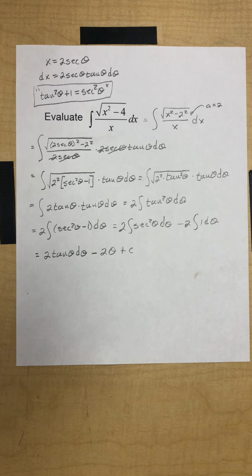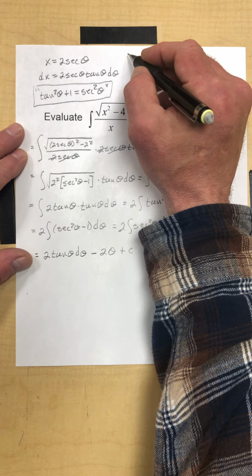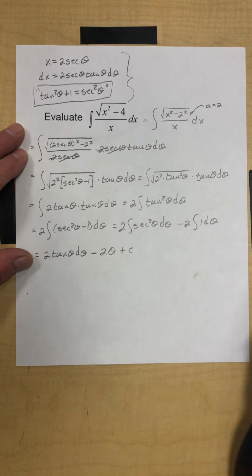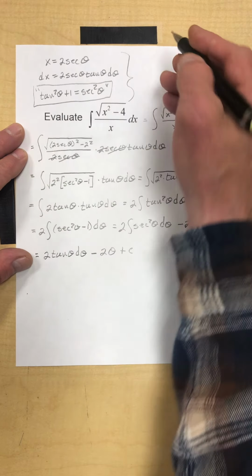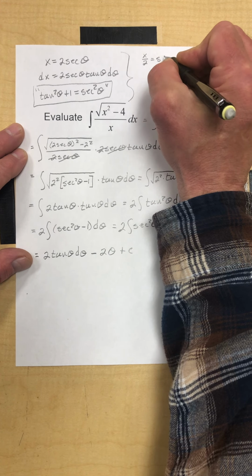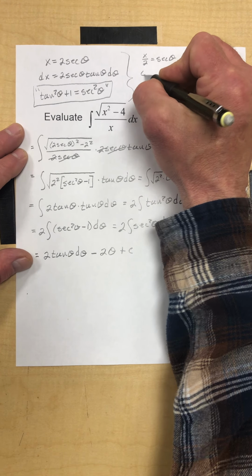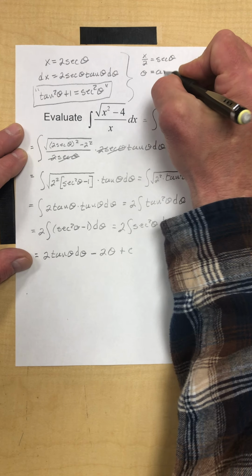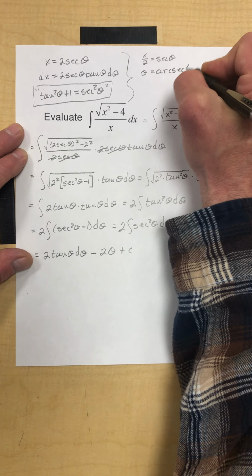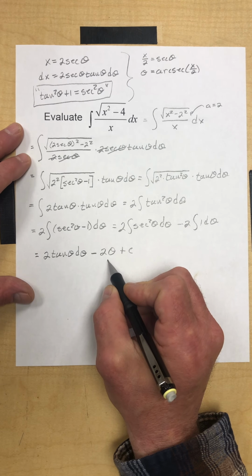So we have everything integrated, so now it's just a matter of getting rid of the thetas and getting it in terms of x. That usually helps us up here. If I take this top one, notice that I get x over 2 equals secant of theta. So that means that theta has to be equal to the arc secant of x over 2. So that'll take care of this guy right here.